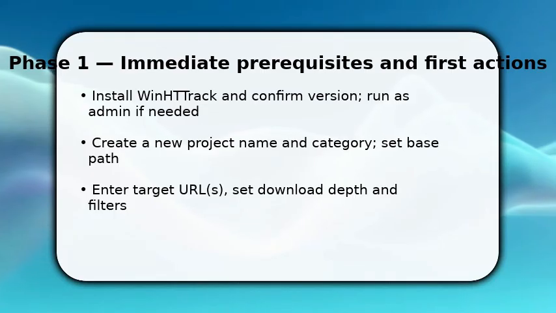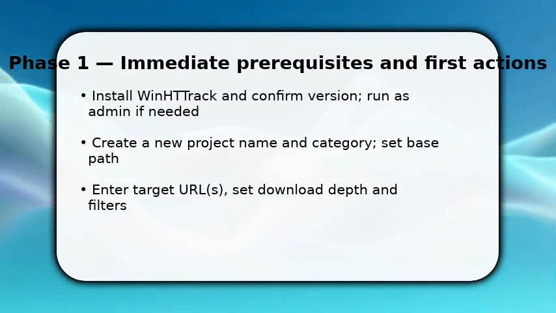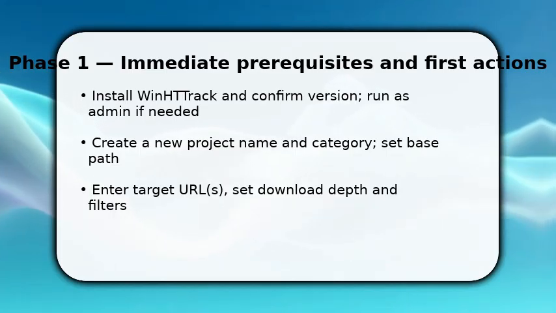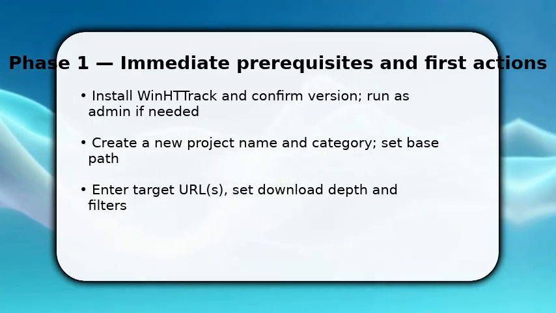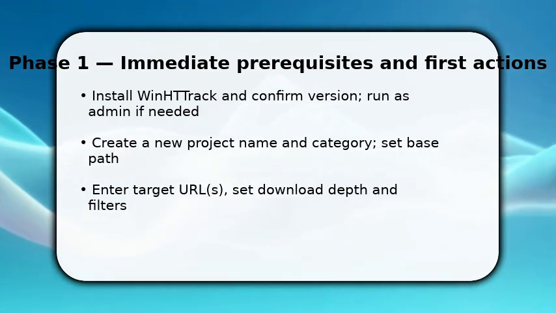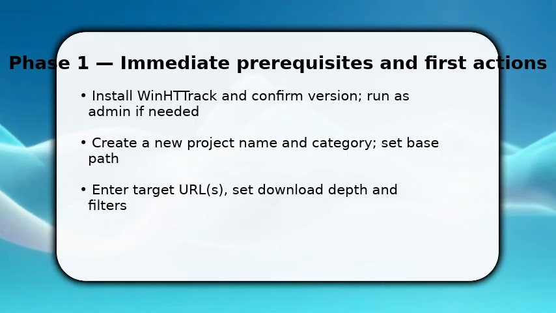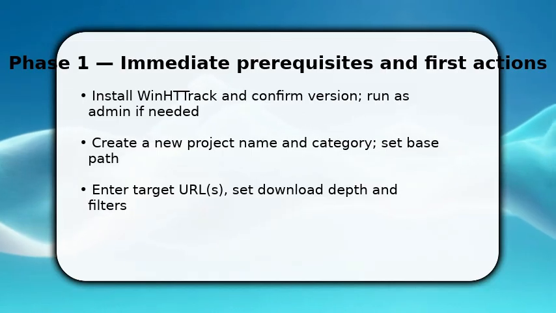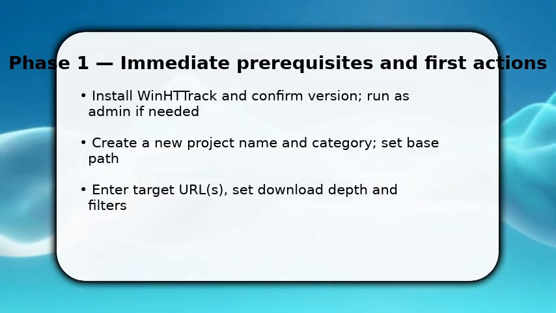You begin by ensuring WinHTTrack is installed and up to date. Run it with admin rights when necessary. Next, create a concise project name and choose a base folder so files stay organized. Then, paste the target URL or list of URLs and set an initial download depth and simple filters. This controls scope and prevents needless files.